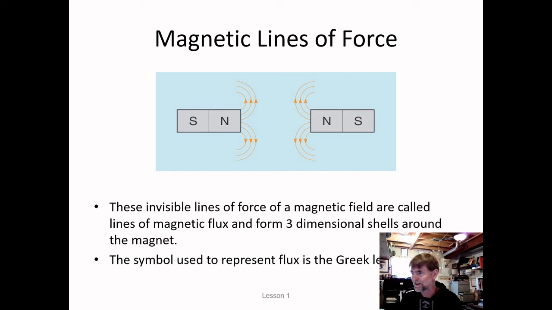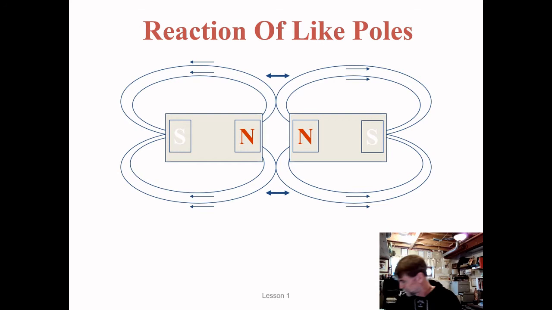Okay, so what we see are some nice round circles. If there was only a single bar magnet, these circles would be nice and symmetrical. What I want you to recognize from this picture and take away from it is that these lines are not symmetrical. We have the two north poles that are opposing one another. Like poles repel, unlike poles attract.